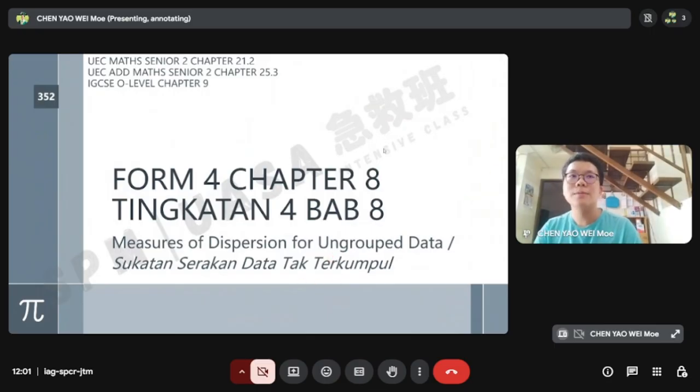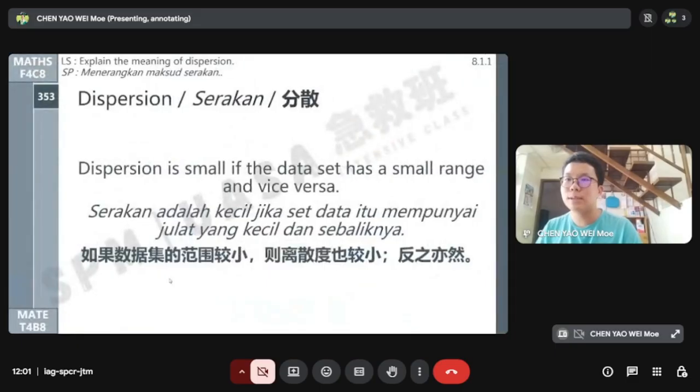First thing we need to know is what is dispersion. Dispersion is small if the data set has a small range. For example, the data 1, 2, 3, 4, 5, 6, all the data is very small, so we can say the range is very small. But if it is like this, 3, 5, 7, 8, 12, 15, the range is very big. So we call this a big dispersion, not depression.